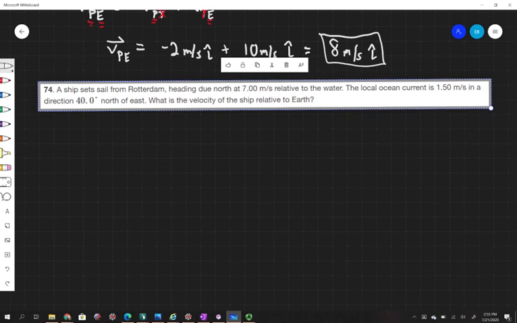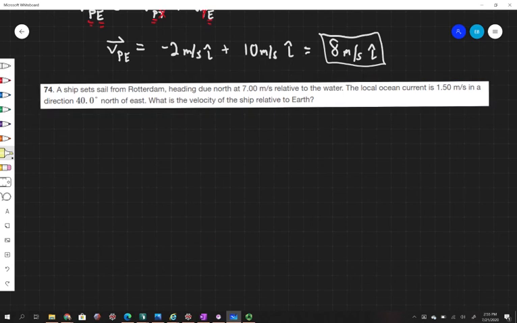So let's look at this problem. Let's look at a ship that set sail from Rotterdam, and is heading due north at 7 meters per second relative to the water. And then the local ocean current is 1.5 meters per second in a direction that's 40 degrees north of east. What is the velocity of the ship relative to the Earth?